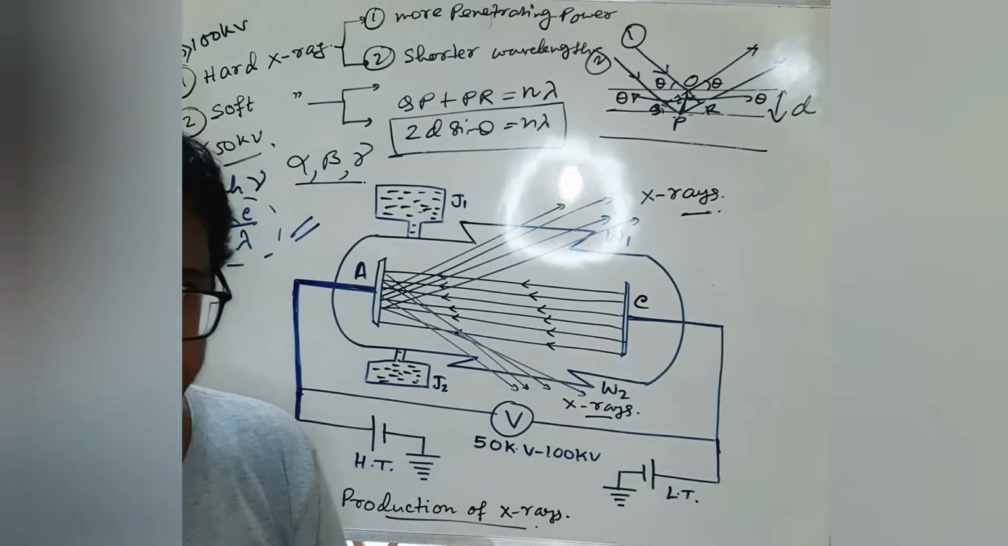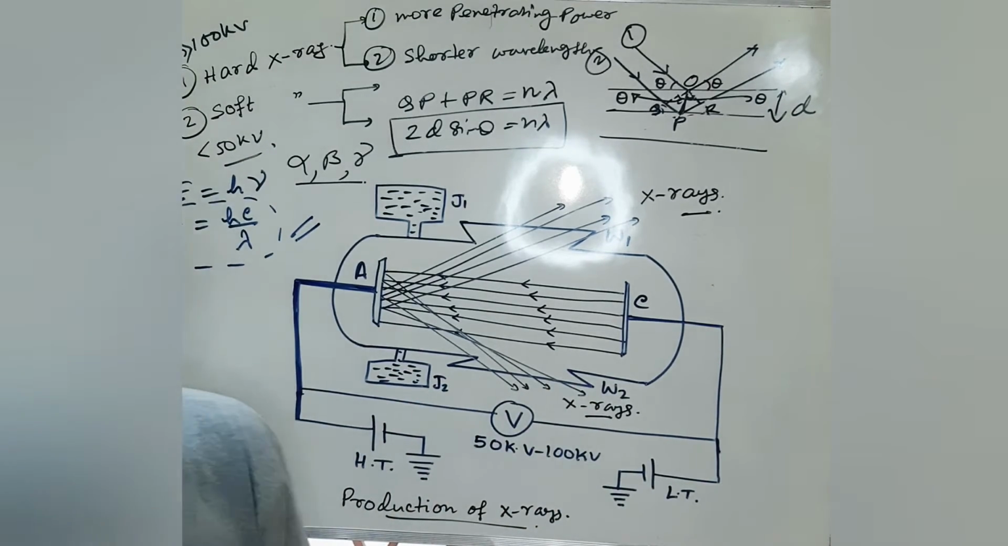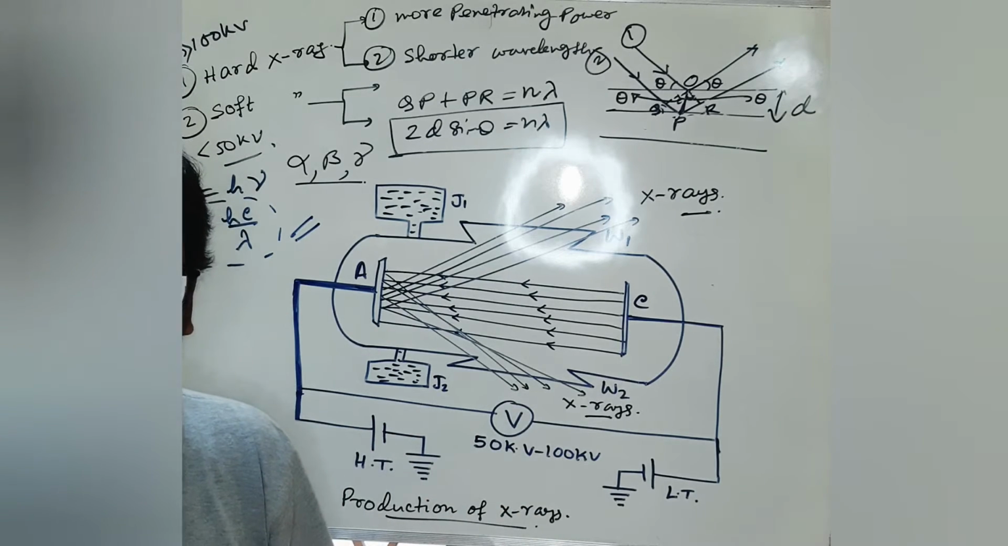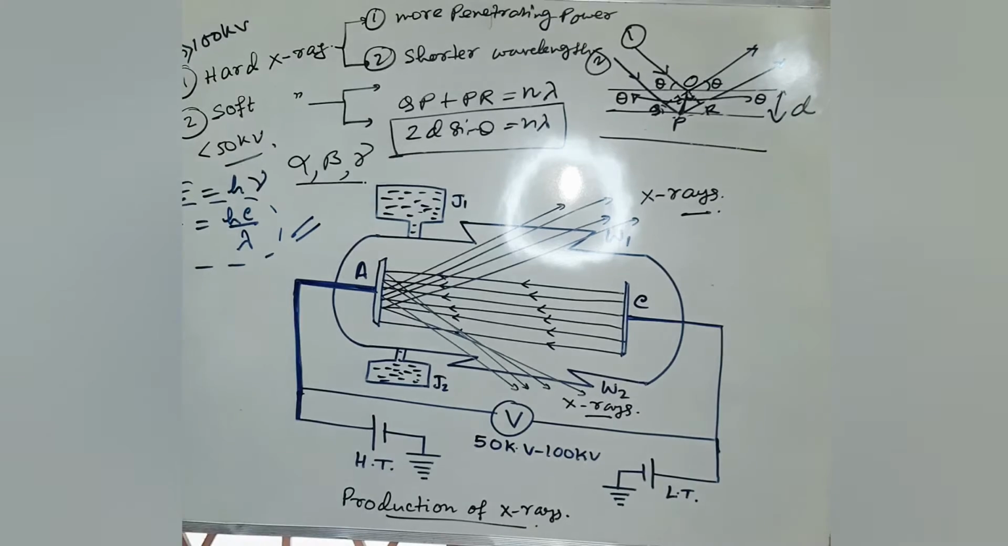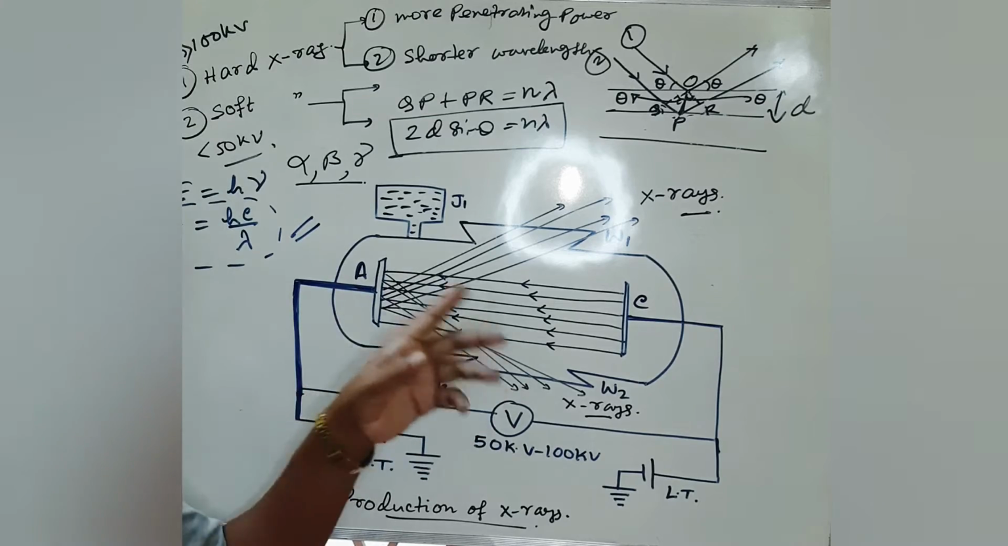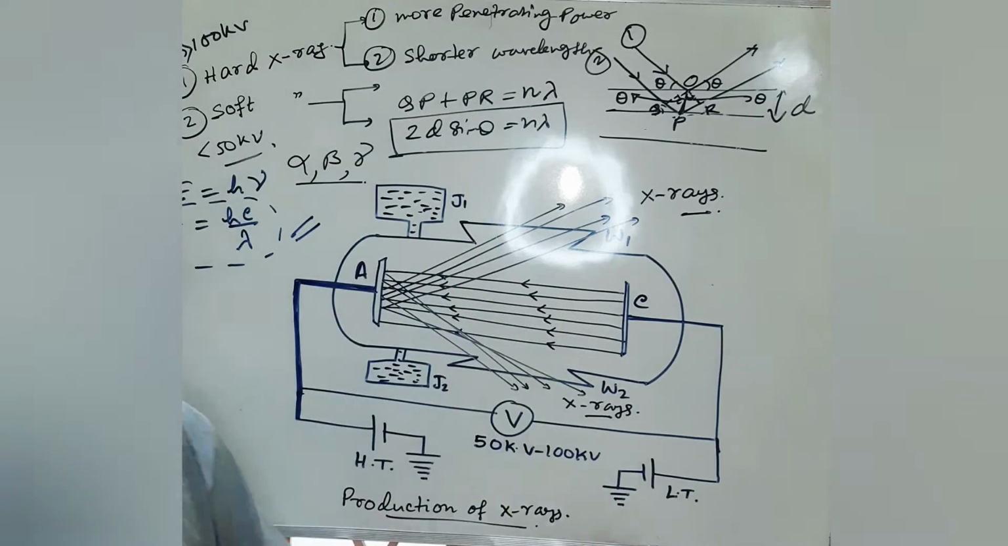But another thing is the graph of continuous X-rays and characteristic X-rays. Now why are these X-rays evolved? The electrons are hitting the anode surface with tremendous velocity, and generation of X-rays takes place.